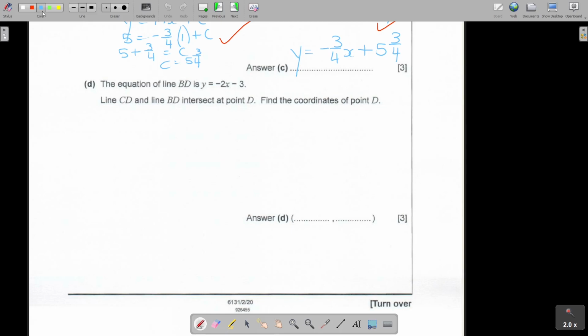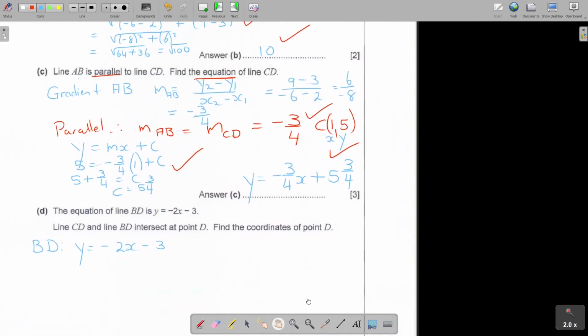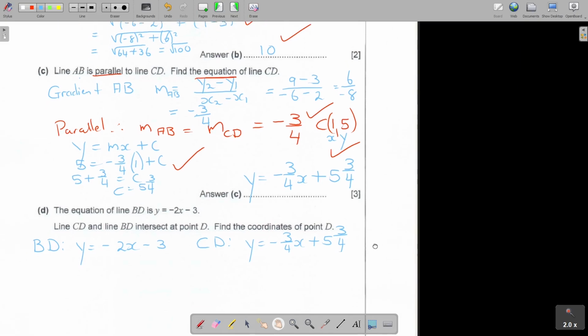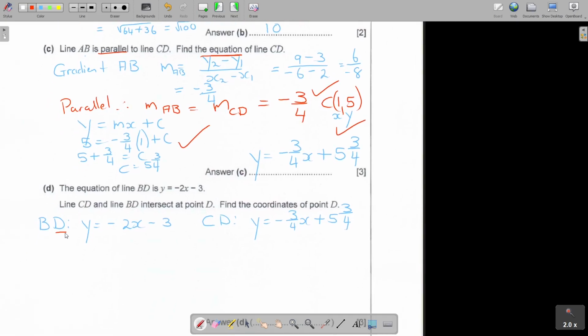So basically, the equation of the line BD is this, and I have the other equation. So BD, that's the equation of the line: y is equal to negative 2x minus 3. And I have the equation of the line CD. Let's just write it. CD, and that is y is equal to negative 3 over 4x plus 5 and 3/4. Okay, so basically, can you see they're going to intersect at the point D?